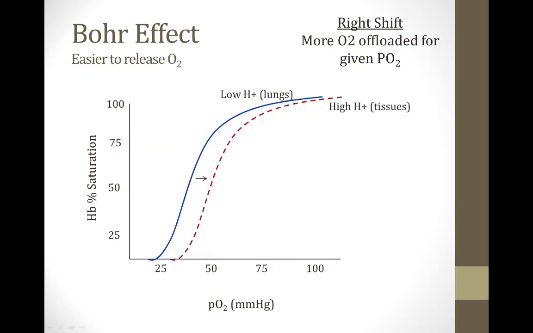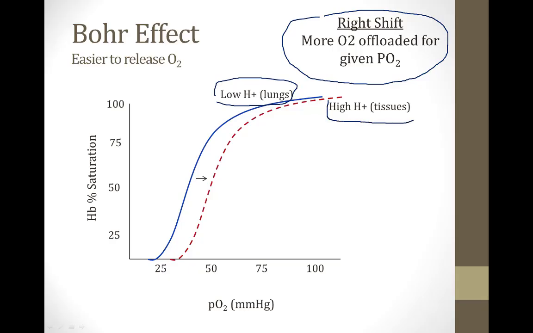So I've summarized the Bohr effect for you here. We have a rightward shift with more O2 offloaded for any given PO2. We operate on the blue curve when the level of H+ is low, like in the lungs, but we operate on the red curve when the level of H+ is high, like in the tissues. And that's the Bohr effect, and it's a consequence of the fact that we carry carbon dioxide in the form of bicarbonate and generate hydrogen ions.